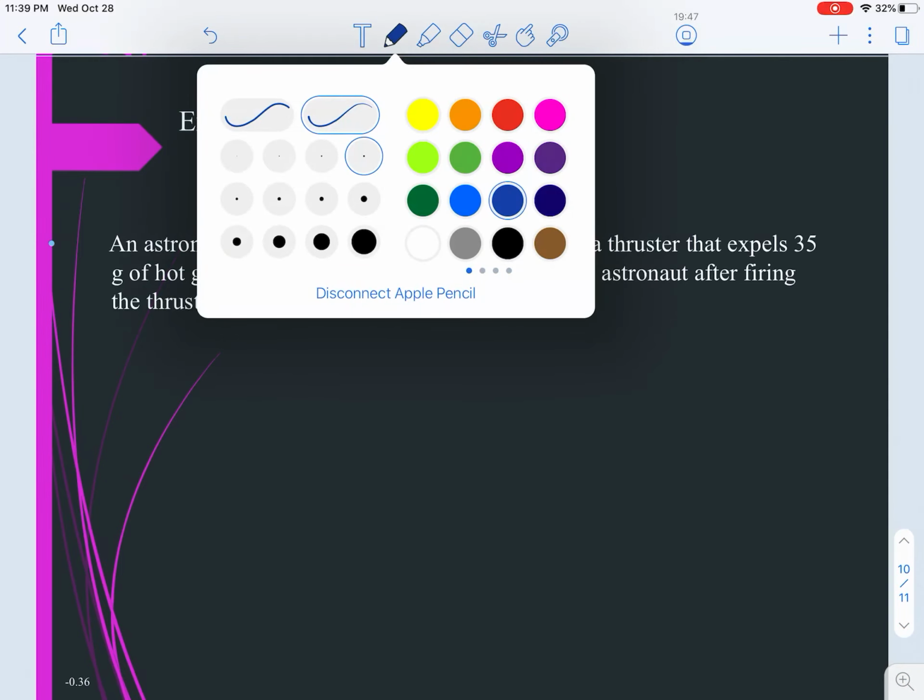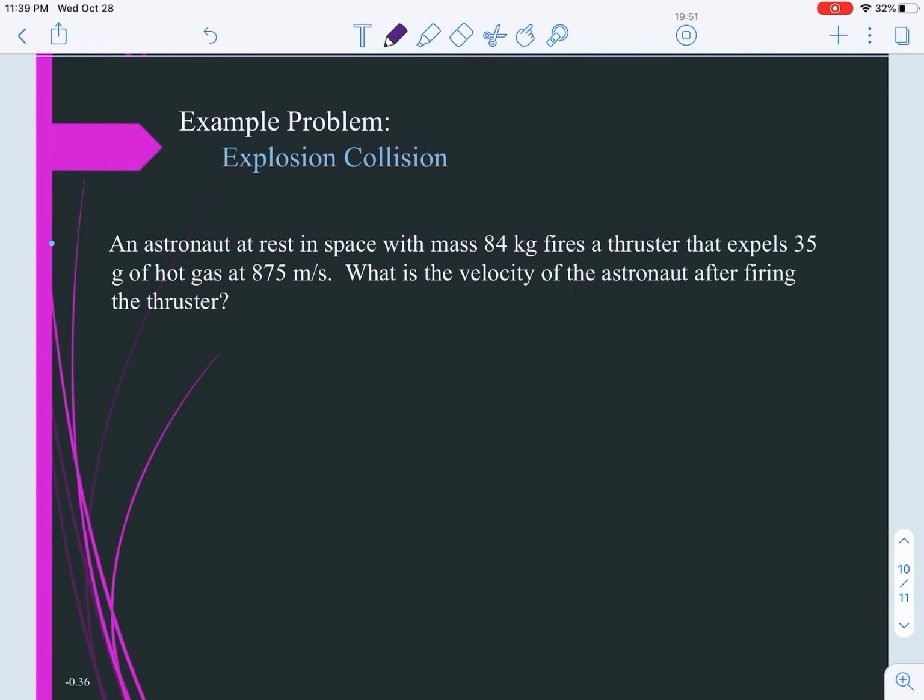Okay, for our last example, we have a situation here where we have an astronaut who was originally at rest.